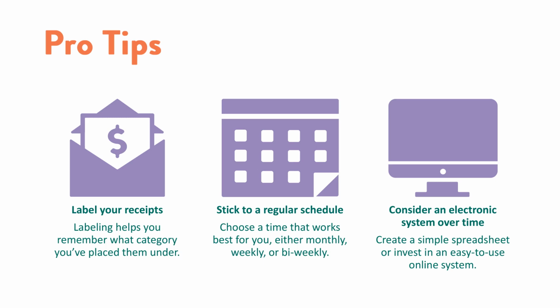Bookkeeping pro tip. Label your receipts so that you remember which category they belong in. Accounting pro tips. Stick to a regular schedule. Make sure you regularly update your records, whether monthly, every other week, or every week. This will save time and headaches in the future.